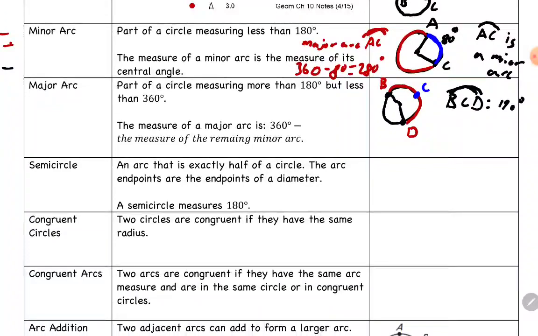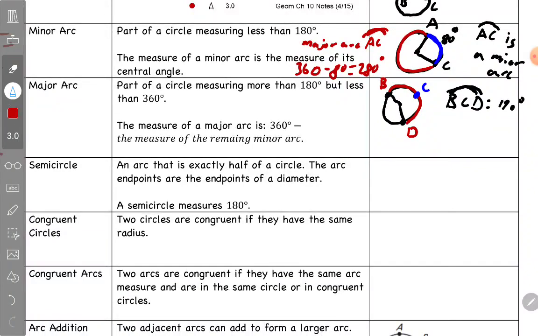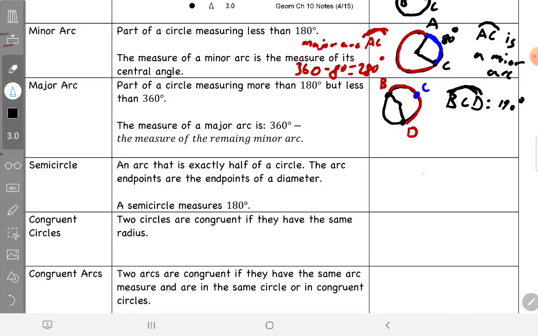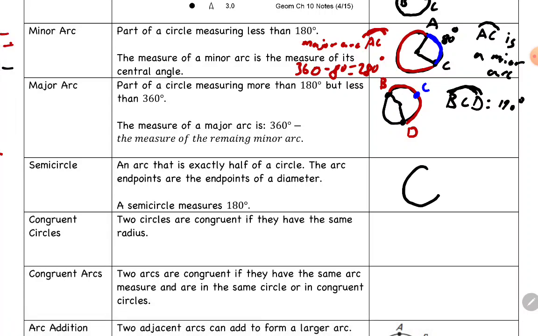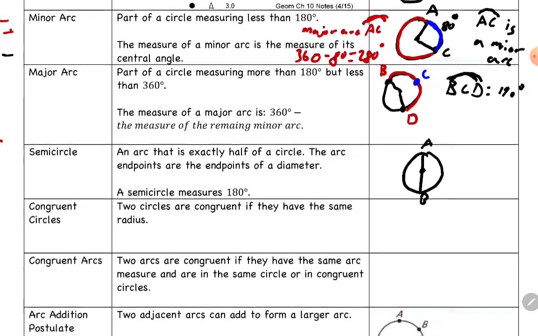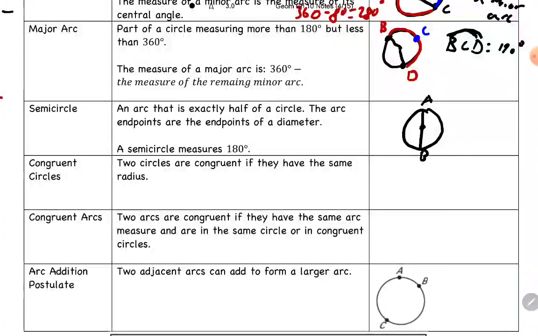A semicircle is an arc that's exactly half a circle. It measures 180 degrees.